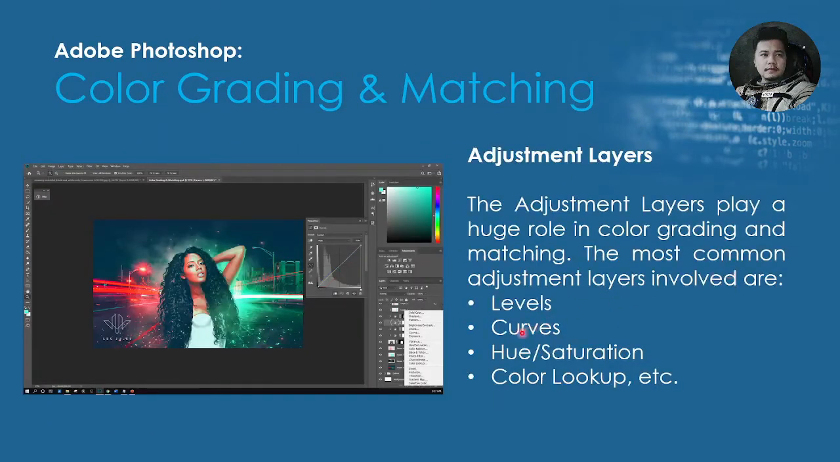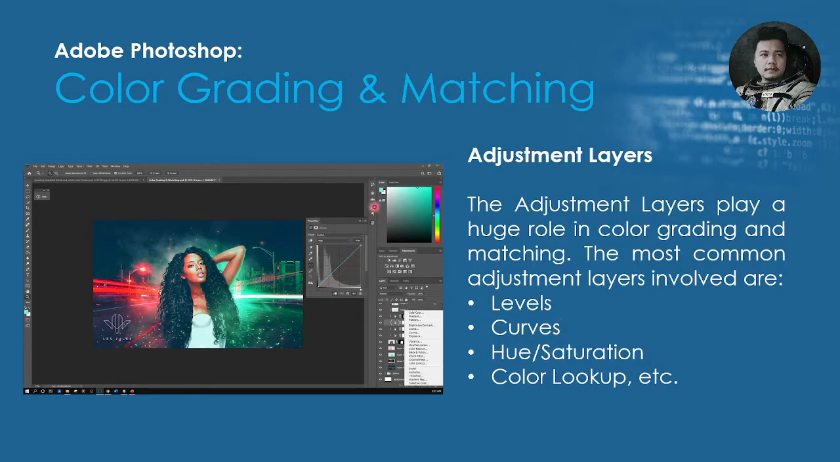For color grading and color matching, the one most important thing that plays a huge role are the adjustment layers. Again, the adjustment layers play a huge role in color grading and matching. The most common adjustment layers involved are levels, curves, hue and saturation, color lookup, etc. Although almost all of the adjustment layers play a big role in color grading and matching, these are the most common. And perhaps these are the color adjustments that we are supposed to master for us to master color grading and matching.